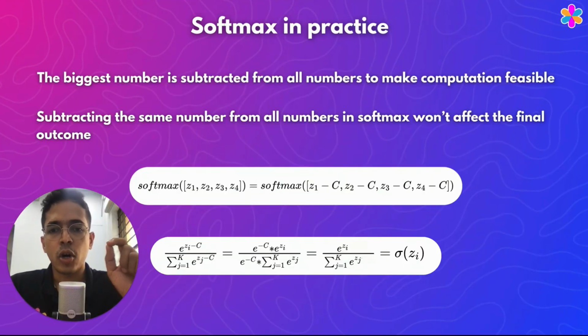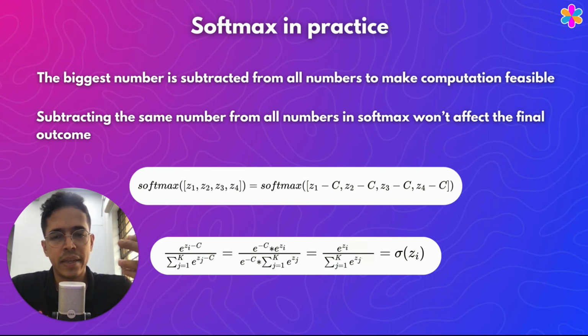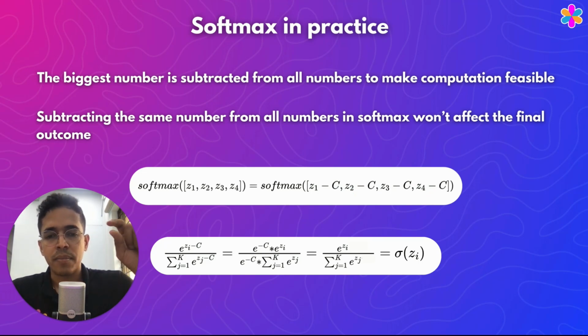So there is one small practical consideration while implementing Softmax on our computers. If we have a set of four numbers, Z1, Z2, Z3, Z4, it's a common practice to subtract the biggest number from all four numbers. So if C is the max out of Z1, Z2, Z3, Z4, that C is subtracted from Z1, Z2, Z3, and Z4. The reason this is done is to avoid the exponent being extremely huge.